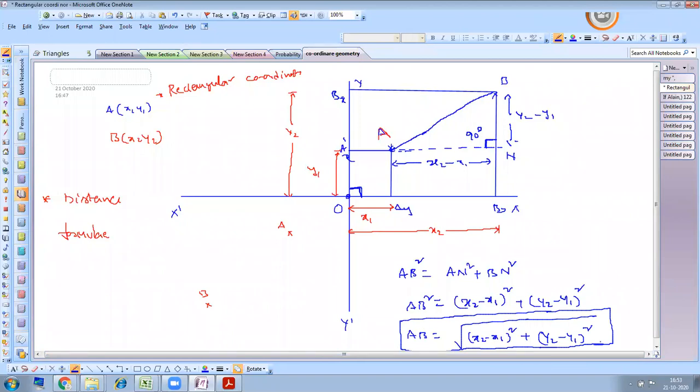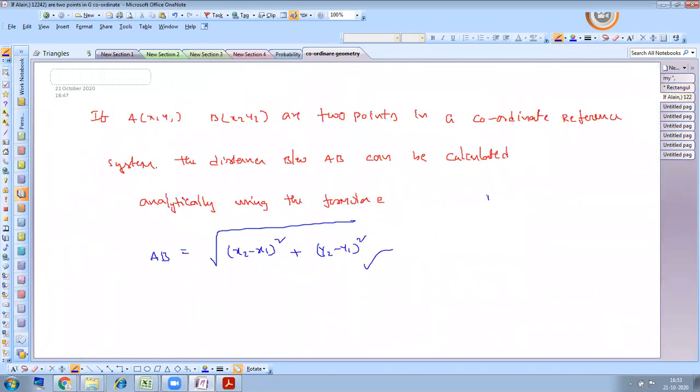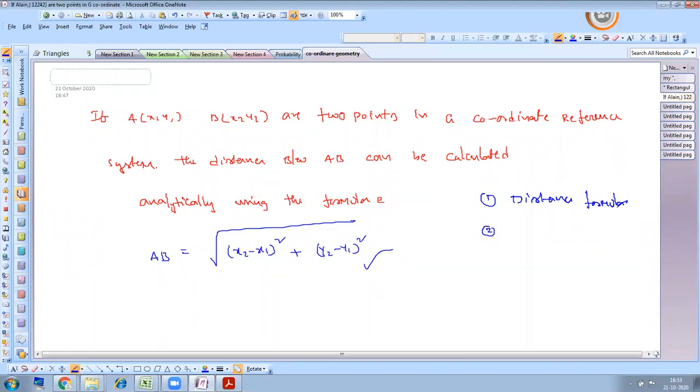This formula is called the distance formula. Like this, we have three exercises with three different formulas. One formula, one exercise; another formula, another exercise. The first formula explains the distance formula. The second one is the section formula. The third one is the area of a triangle. If I give three coordinates in a plane and join them, I will get a triangle. So how to calculate the area of the triangle?